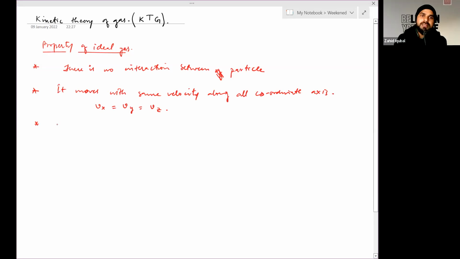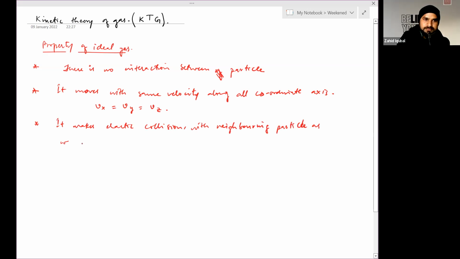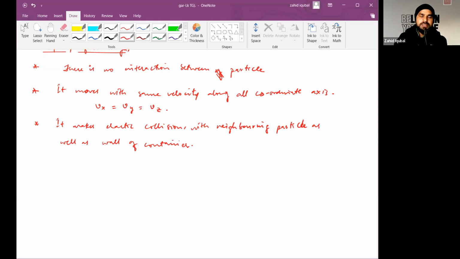Third, it always makes elastic collisions, whether with its neighboring particle or with the wall of the container. Okay, just write it down till this.